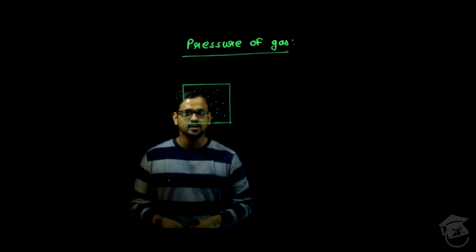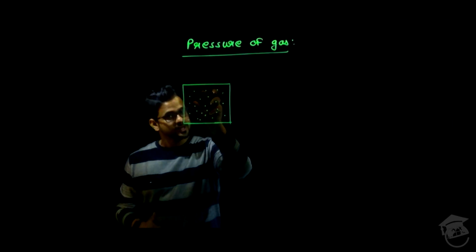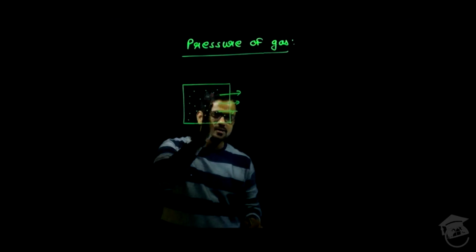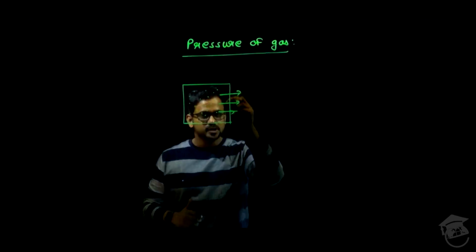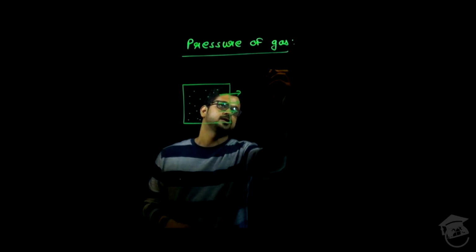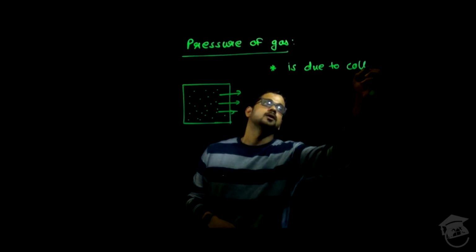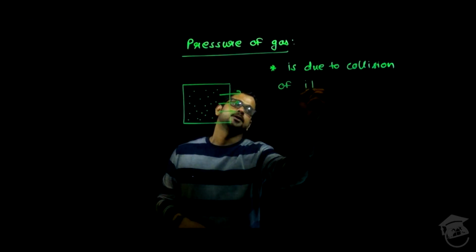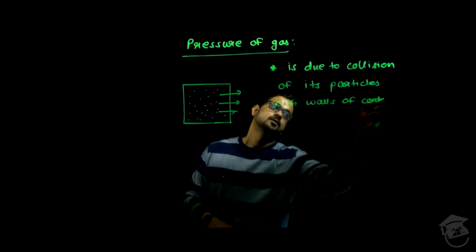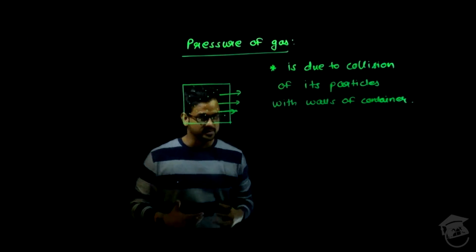Now, as we have discussed previously, these particles of the gas are in a state of constant random motion. Due to this motion, they are colliding with themselves, and at the same time, they are also colliding with the walls of the container. Naturally, due to these collisions, due to this bombardment of particles, they exert some force on these walls. And this force per unit area constitutes the pressure of gas. So, the pressure of gas is due to the collision of its particles with walls of container.